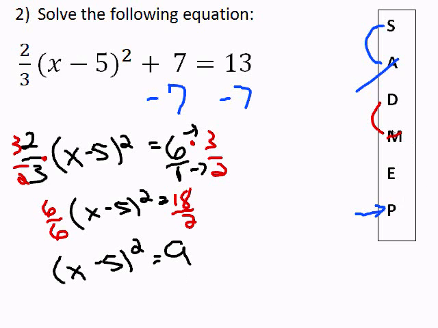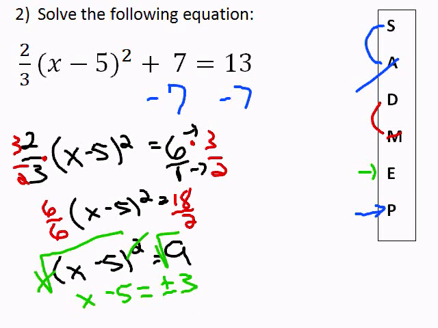Now, we've undone subtraction and addition. We've undone division and multiplication. Now we look at exponents. We can undo the exponent of 2 by taking the square root of both sides. That gives us x minus 5, because the square root and the square cancel, is equal to positive or minus the square root of 9, which means positive or minus 3.